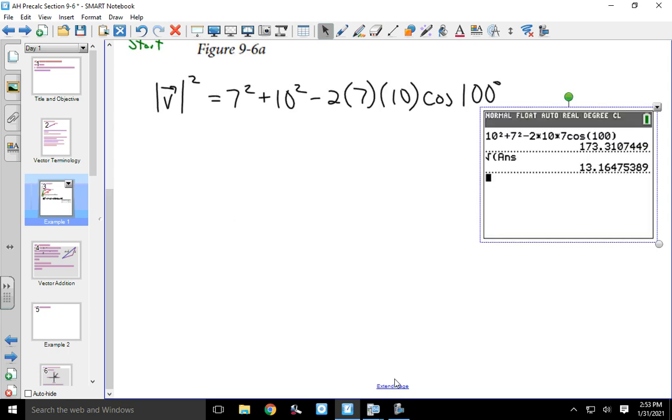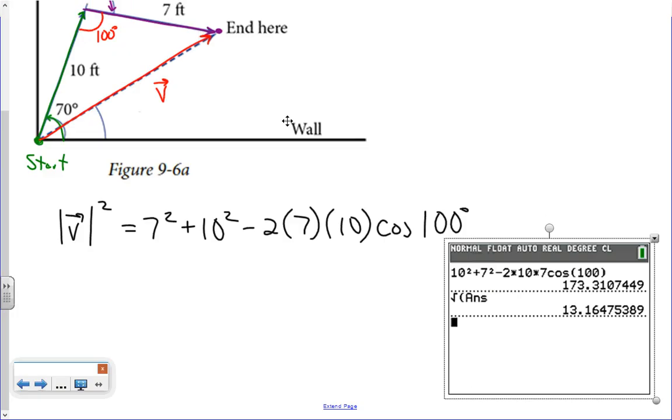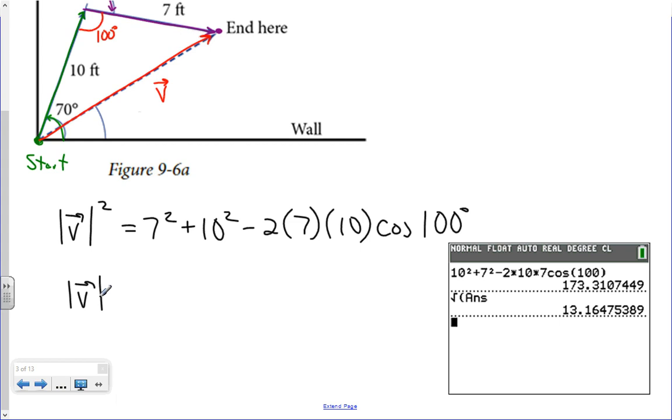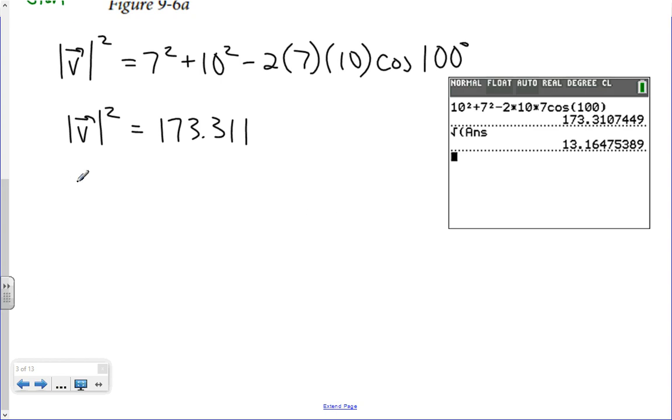All right, and let's write down both of these, what the magnitude of our vector squared is, the 173.311. But again, we're looking for what the magnitude of that vector was equal to, so take the square root of both sides like we did, and we got 13.165, 13.165 if we round that.